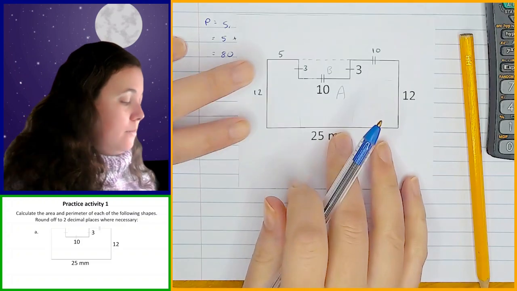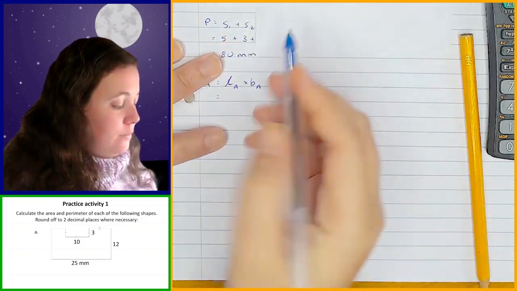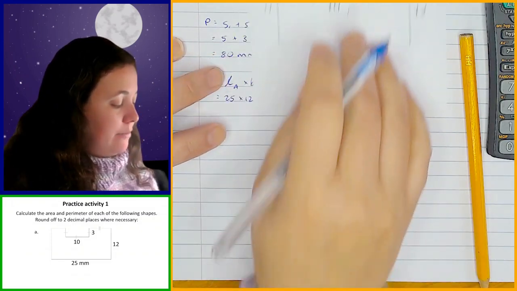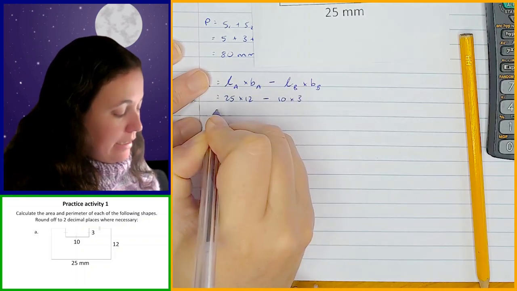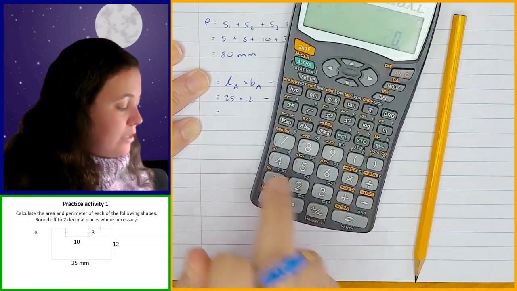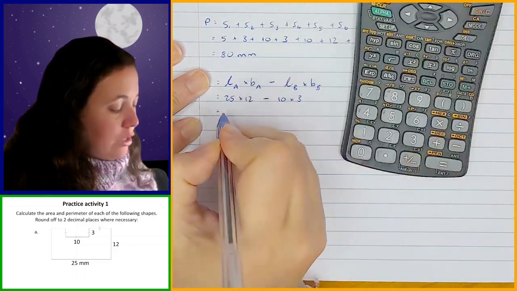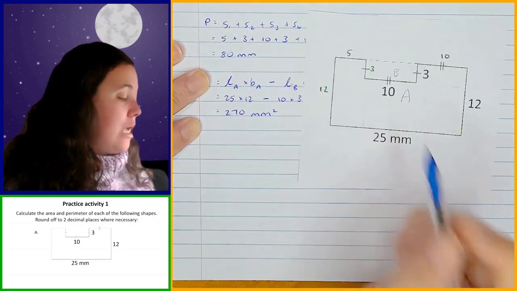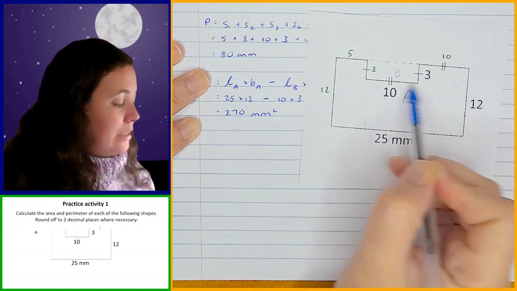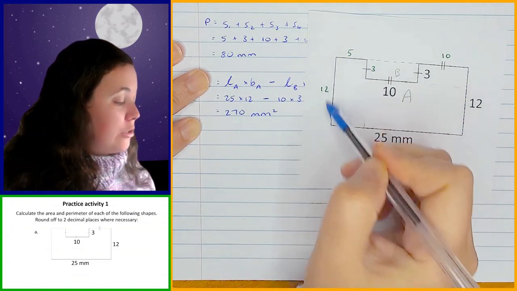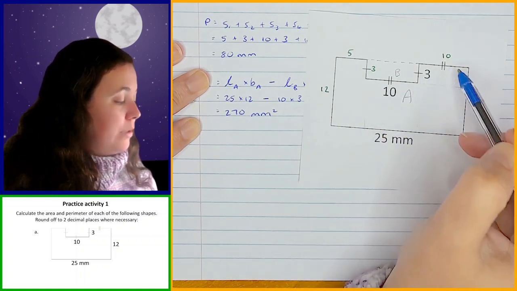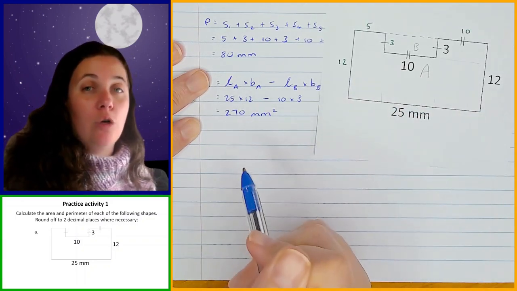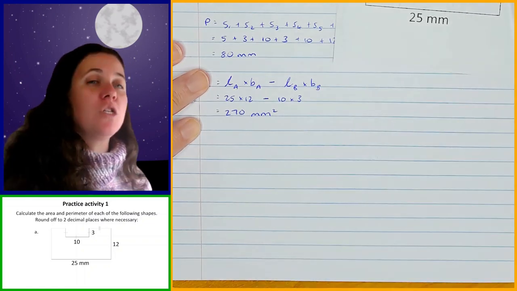That gives me, for A, 25 times 12, minus, for B, 10 times 3. Okay, so now we can go and work that out. So 25 times 12 minus 10 times 3 gives us 270 millimeters squared. But as I said, you could have worked that out by working out this piece and that piece and this whole piece and adding them together, or working out this piece and this piece and this whole piece over here and adding it all together. Doesn't matter, you would still get the same result of 270 millimeters squared. Okay, so that is question A.